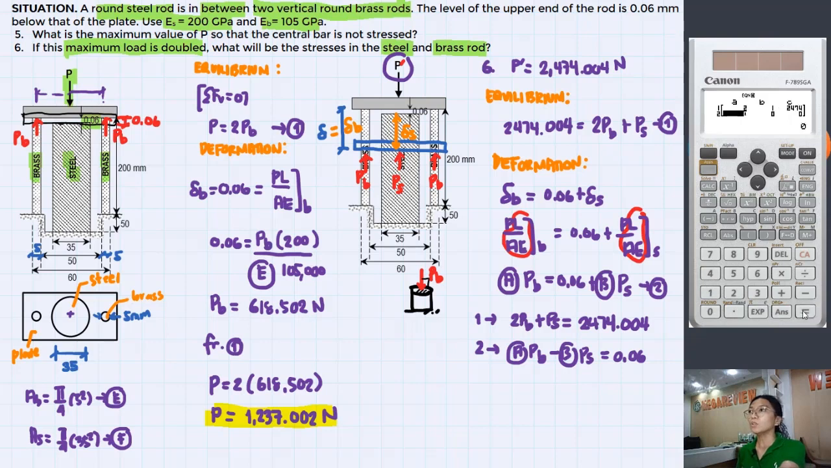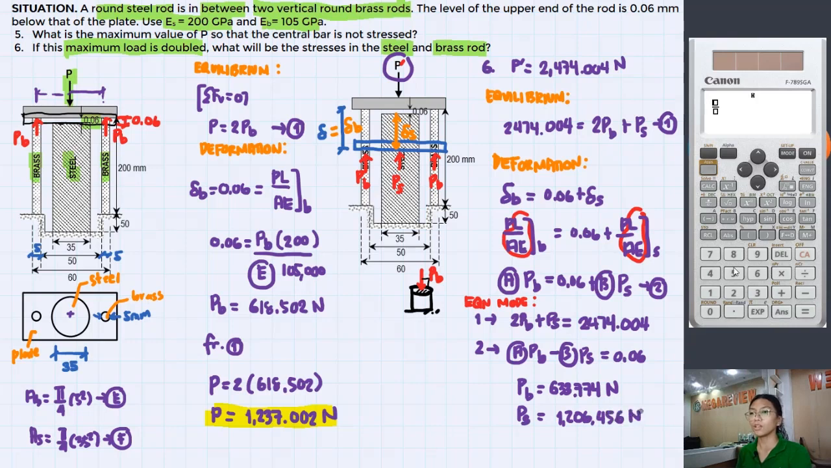And then, you can go to equation mode of your calculator. That is mode 5.1 for 2 unknowns. So, yung unang value na makukuha mo is yung PB, that is 633.774, tama, Newton. And then, PS, yan yung huli mong makukuha kasi yan yung huli dito. That is 1,206.456 Newton. Tinatanong, di ba, are the stresses?